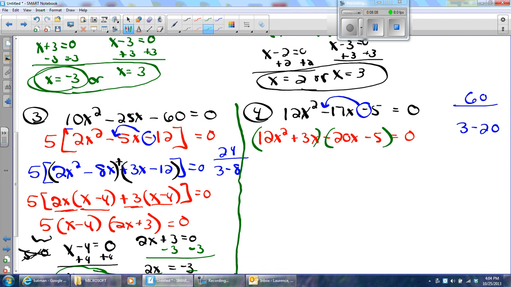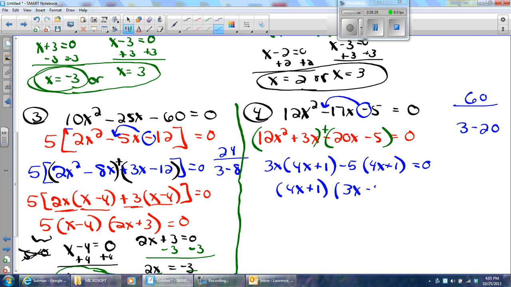Okay, I'll GCF the first quantity, pulling out a 3x, being left with a 4x plus 1. I'll pull out a negative 5 from the second quantity, being left with a 4x plus 1. That'll equal 0. I'll GCF one more time. Looks like I got a 4x plus 1 times a 3x minus 5.